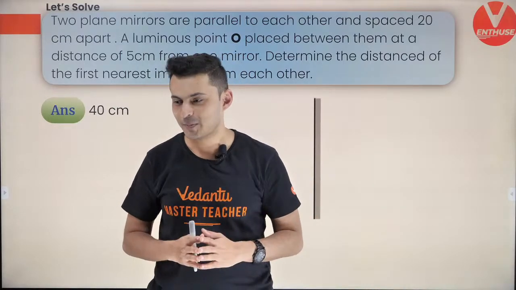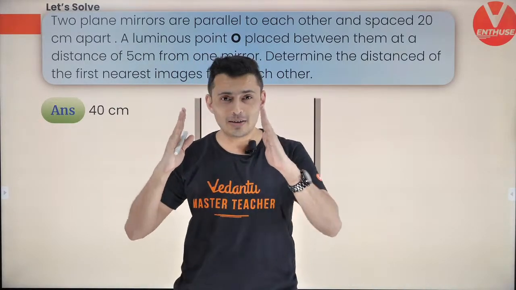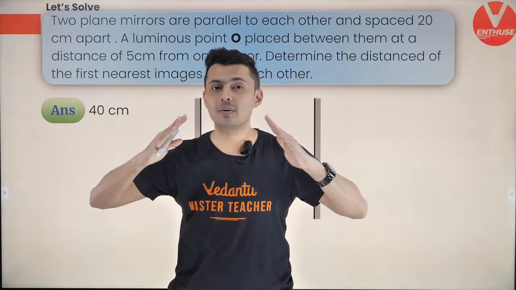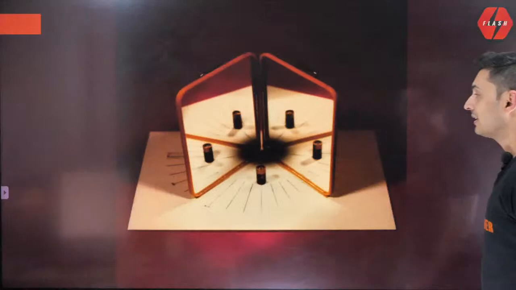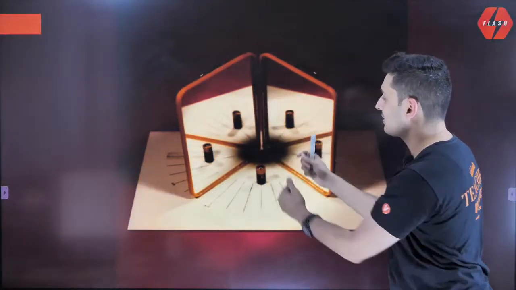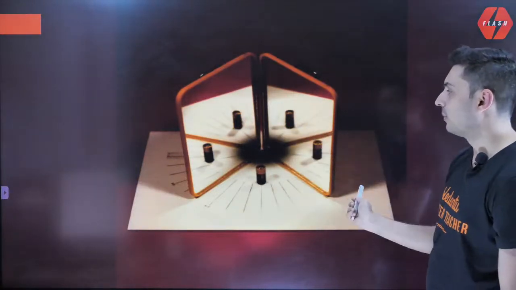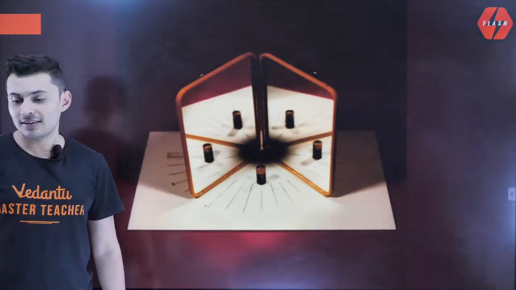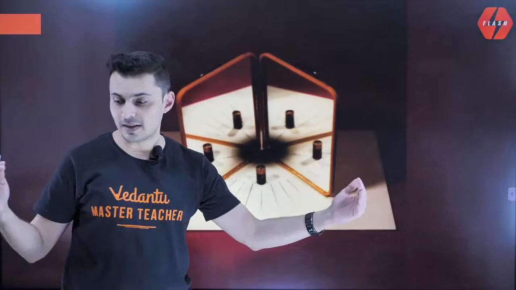Now, if they are at an angle, then what will happen? You will not see infinite images, something like this. Look at that. Some object is placed. There are two mirrors. You can see some images getting formed. All distances won't be the same. They will be at different places.